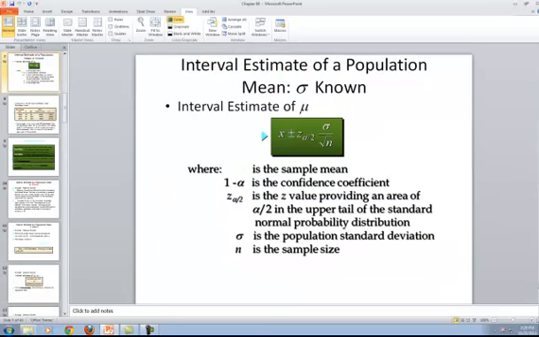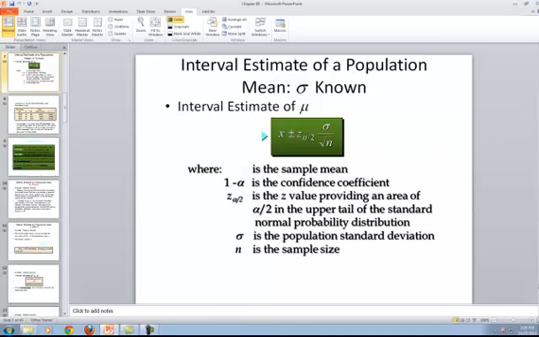This is therefore the formula for constructing the interval estimate of mu, the population mean. X bar is the sample mean. 1 minus alpha is the confidence coefficient, and z of alpha over 2 are the two critical z numbers. Sigma is the population standard deviation, which we need to know in order to work with this procedure, and small n is the sample size.